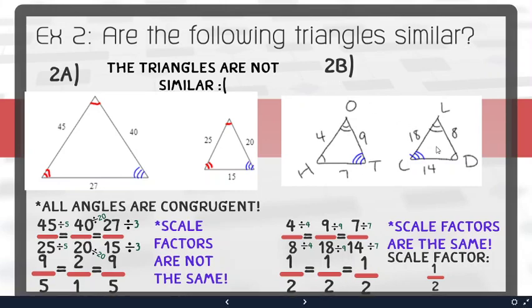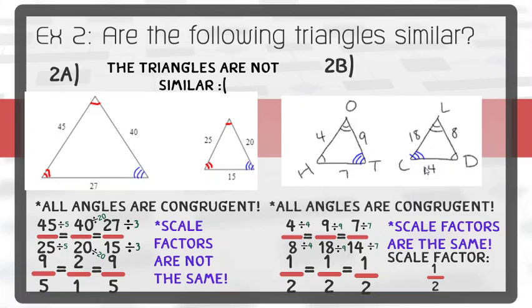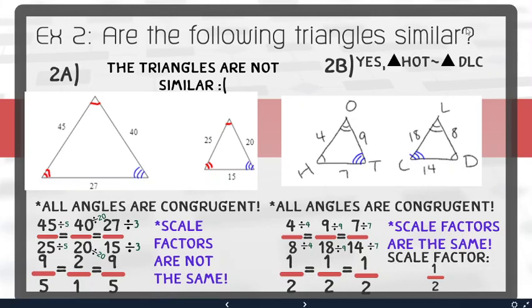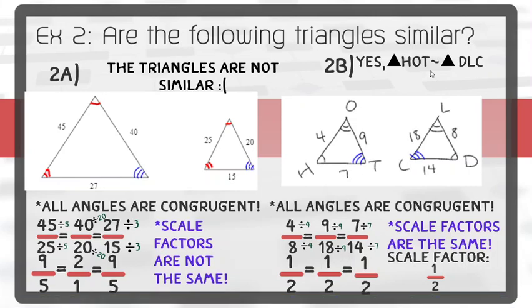If you guys see, I have two angles that have one arc. I have two angles that have two arcs. And I also have two angles that have three arcs. So guess what? All angles are congruent. So since all angles are congruent and all three sides are proportionate with the scale factor 1/2, that means our triangles are similar. So when you are writing your triangle similarity statement, you must do it in the very specific way that shows the sides and angles that relate to each other.